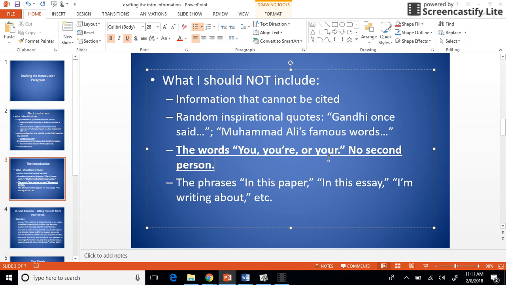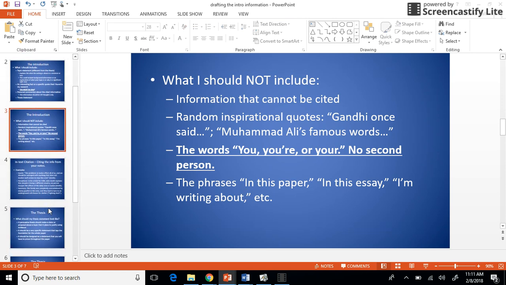Like, avoid that completely. And the phrases in this paper or in this essay or I'm writing about, again, when you're writing this paper, I'm going to look at it. I'll see your name up at the top. I will see that it's an essay. So obviously you're writing this paper or this essay. I don't need that extra information. That's just kind of a bad habit that people get into.